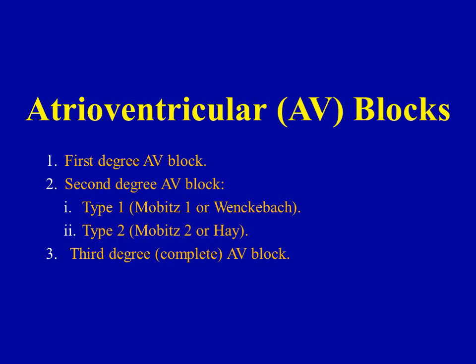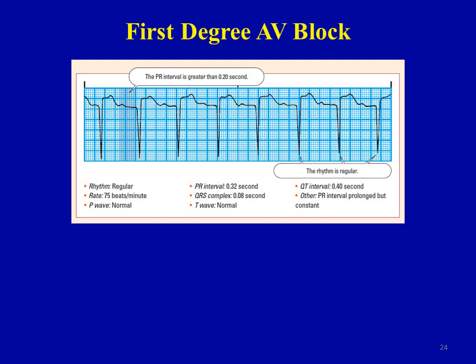Let's start with the first degree. First degree AV block, as you can see here in this trace, everything seems to be normal or within the normal range, regular rhythm, rate within the normal range, 75 beats per minute. The P waves are normal, but the main problem or the main abnormality is the prolongation of the PR interval. Here it is 0.32 seconds. As you can see here, 8 small squares or boxes, which is equivalent to 0.32 seconds. So we have a prolonged PR interval.